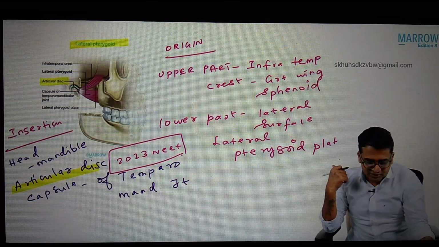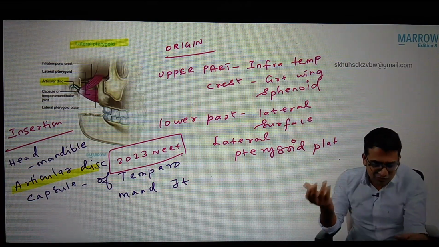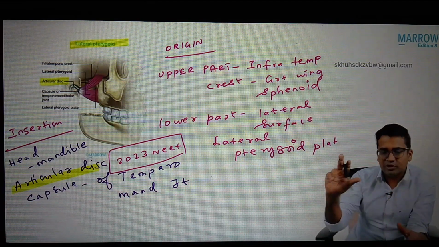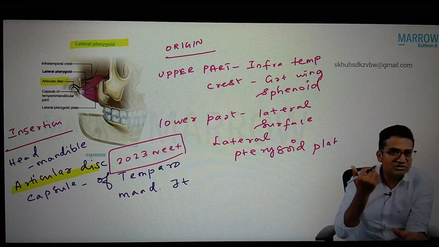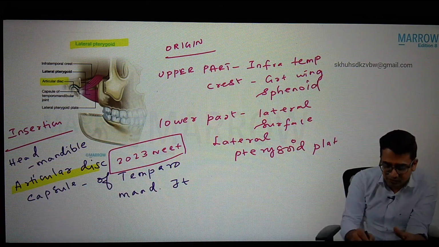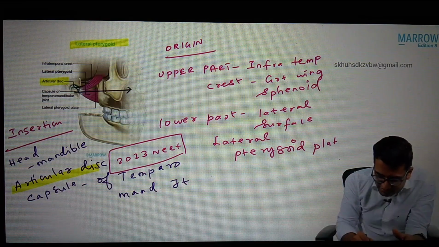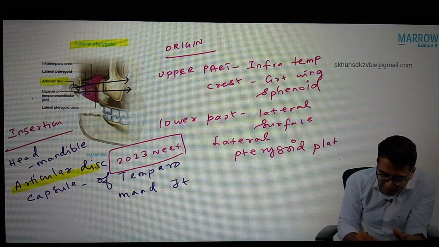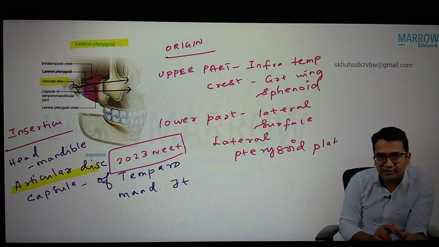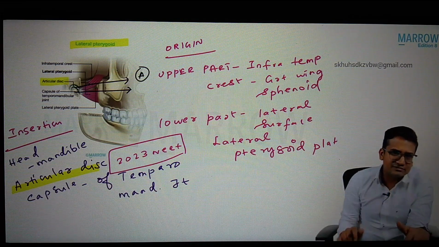Okay, right. Now, what is the action? See, I told you, the origin point is a fixed point, and the insertion point moves towards the origin point. Now, these muscle fibers are horizontally oriented. The head of the mandible, the insertion point, moves to the front side like this, towards the origin point. This is the anterior side. So, the mandible is moving in the front side.